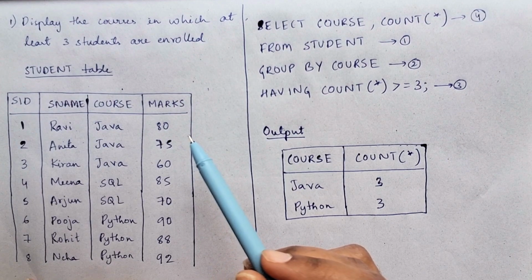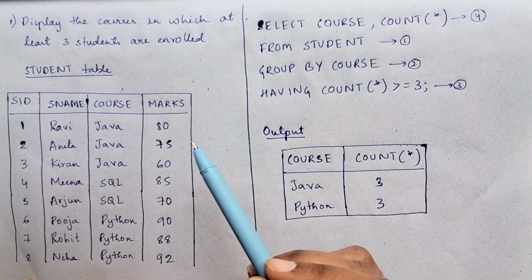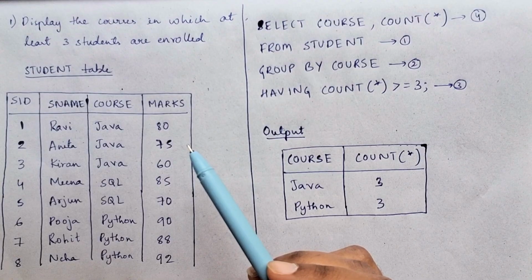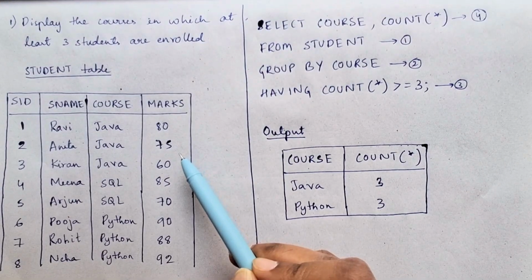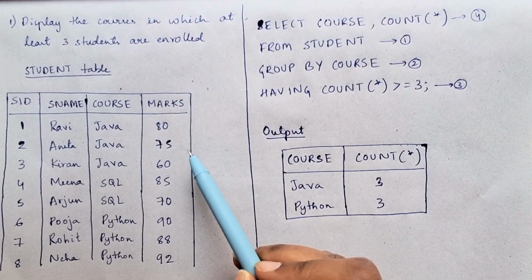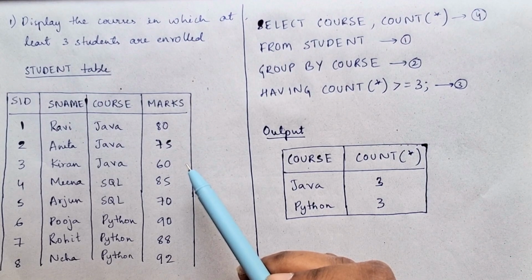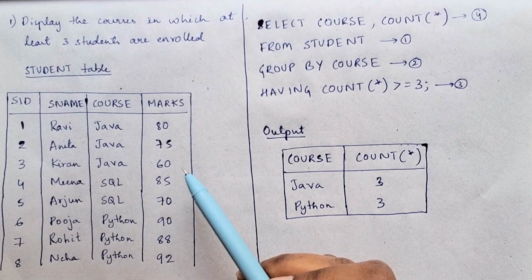No, because WHERE cannot be used with aggregate functions like COUNT. Since we are applying a condition on a group and that condition involves an aggregate function, we must use the HAVING clause. So guys, the logic is: group the data using GROUP BY course, count students in each group using COUNT(*), and then filter those groups using HAVING COUNT(*) >= 3.